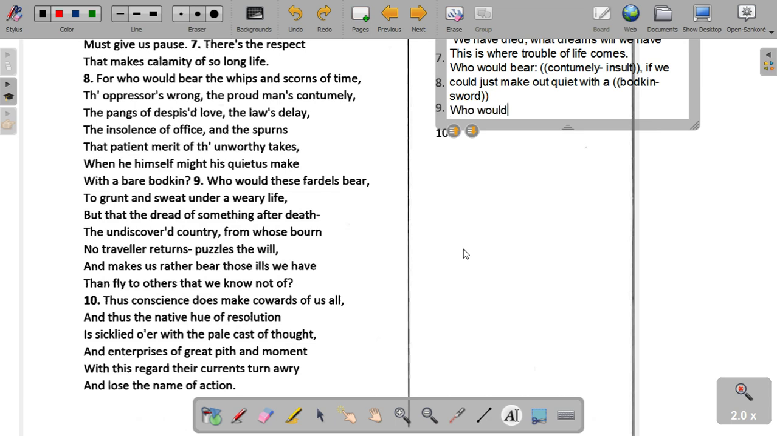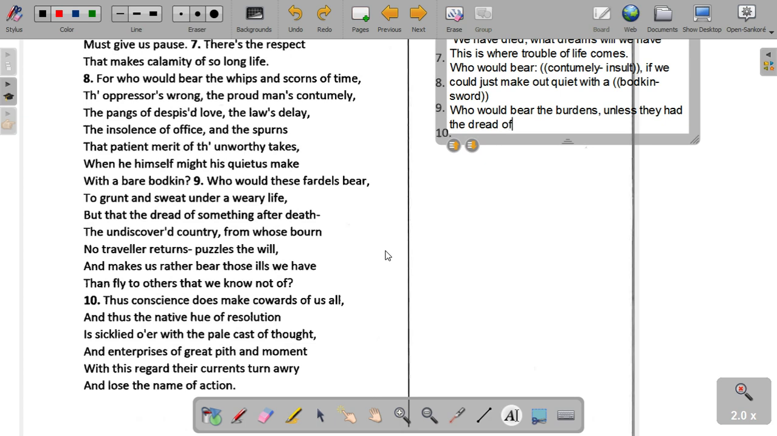So who would bear the burdens? And essentially that's everything that he said in the last sentence. So who would bear the burdens of grunting and sweating under a weary life, except under what circumstances? Under what circumstances would we bear burdens? Who would bear the burdens unless they had the dread of something after death, of the unknown after death, essentially. So he's saying the only reason why people are not necessarily just ending their lives all over the place is because we don't know what comes after it.